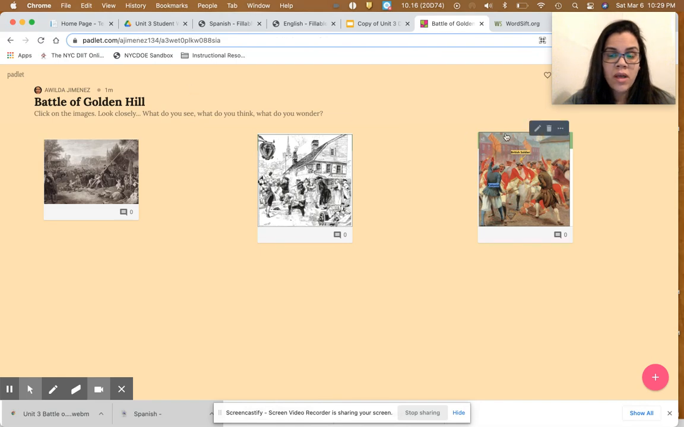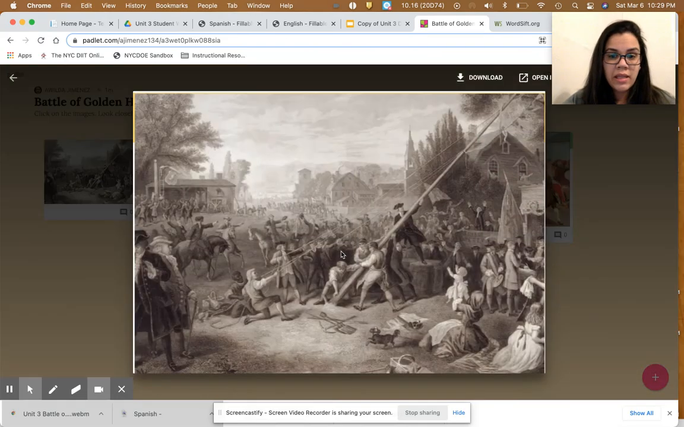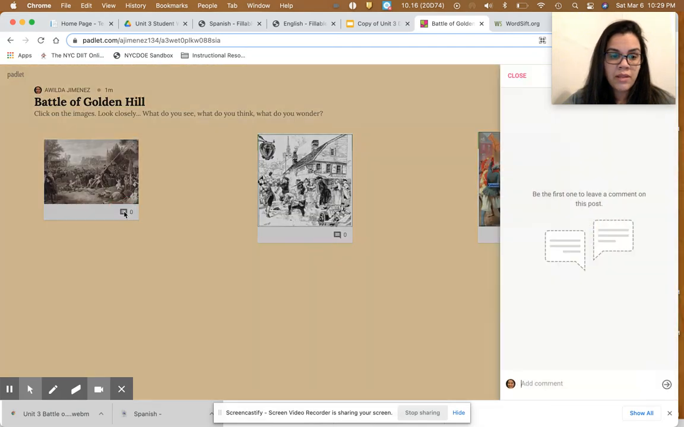Students can then go on Padlet as a group, click on the image. They could spend some time analyzing if they need to, and then they can add their comments. It says click on the images, look closely. What do you see? What do you think? What do you wonder?